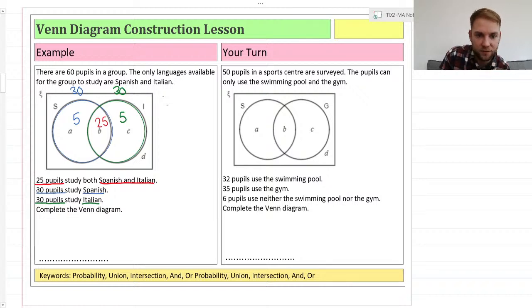And then what we need to do is to find out what's left over, which is going to be the total amount of people, which is 60, minus the 3 parts there. So 60 minus 5 minus 25 minus 5 is equal to 25 outside as well. Okay. So with this one here, we can check it. 25 plus 25 is 50, plus 5 is equal to 60 in total. Okay, have a little go at that one on the right hand side.